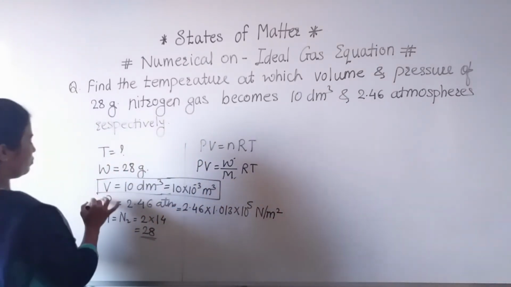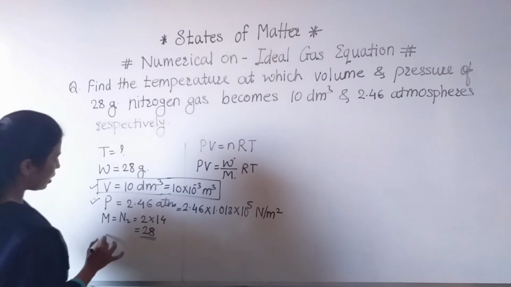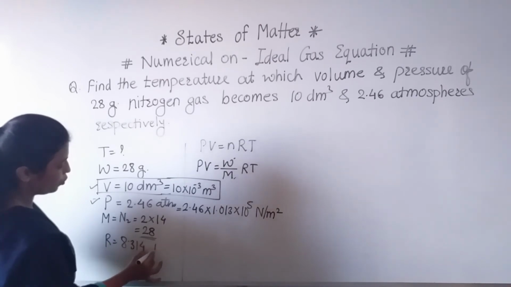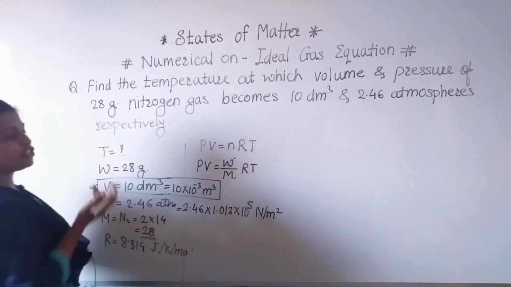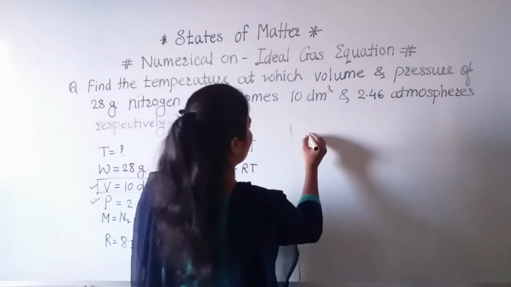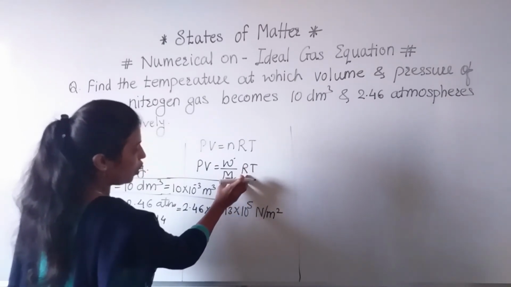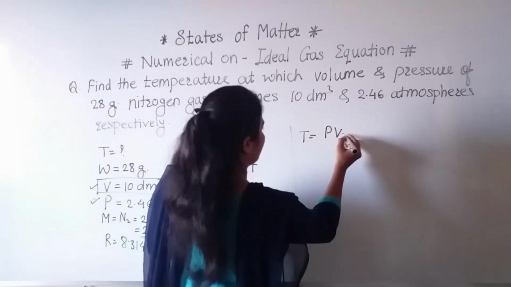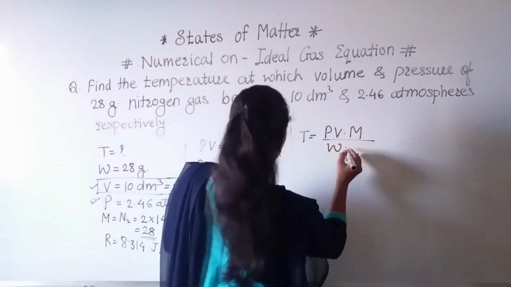So now see here, P we have converted, volume we have also converted. R is the gas constant. What is its value? Its value is 8.314 joule per Kelvin per mole. That is the value of R, and temperature we have to find out. So now we can put the values and calculate. For that purpose, what we have to find out? T. So simply we are shifting all this to the left hand side. So T is equal to PV into M divided by W into R.